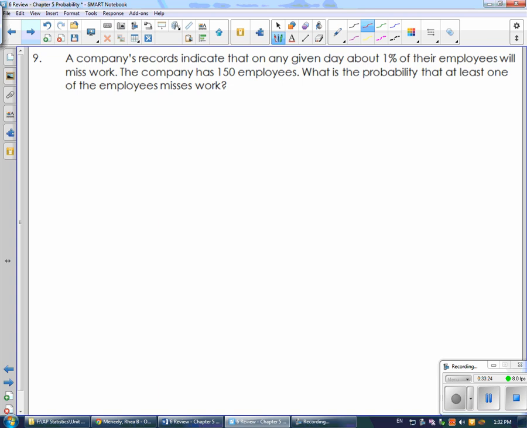All right, let's go ahead and take a look at number 9. It says a company's records indicates that on any given day, about 1% of their employees will miss work. The company has 150 employees. What's the probability that at least one of the employees misses work? Okay, so remember, anytime you're asked to find the probability of at least one, so we're looking for the probability of at least one, and I'm doing this 1 in 150 misses work.